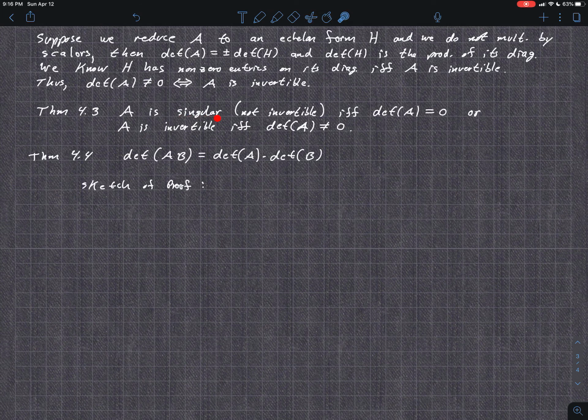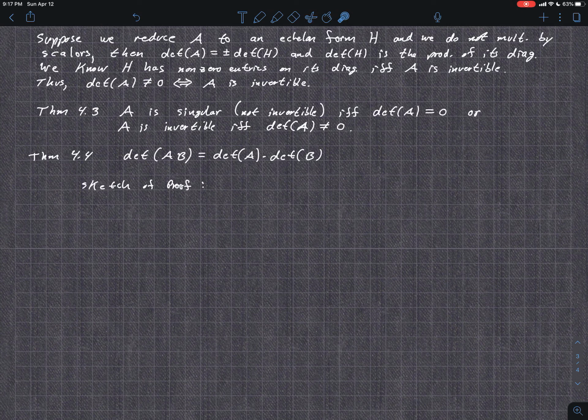And then we can talk about singular as well. Theorem 4.3 states, singular means it's not invertible. So it's a singular matrix, which means it's not invertible, if and only if the determinant of A is equal to 0, which basically means you get a pivot to zero out, you get a row to zero out. Or you can state it like I stated above: A is invertible if and only if the determinant of A is non-zero. So a non-zero determinant means that A is invertible. It's an easy way to check to see if you're going to get a unique solution.